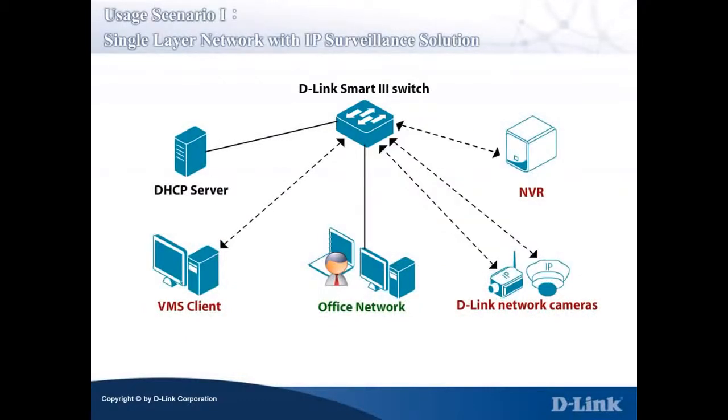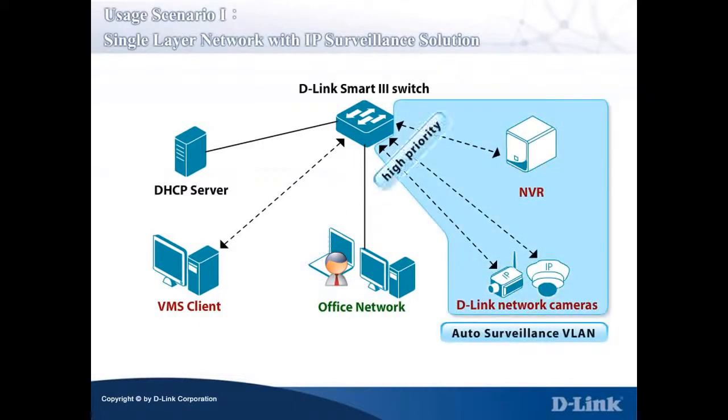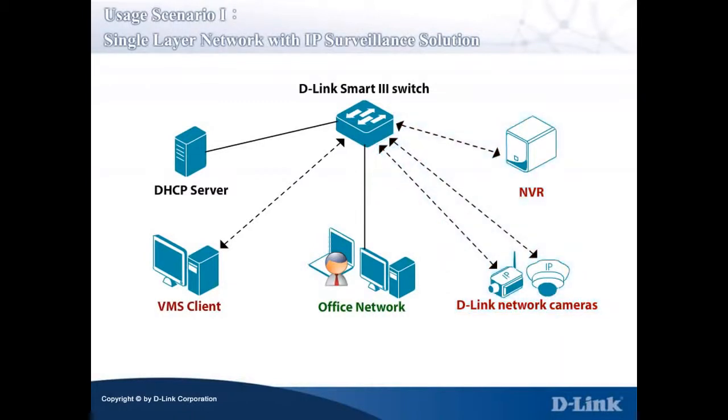NVR and D-Link network cameras are added to auto surveillance VLAN with high priority. No configuration is required. You only need to enable the auto surveillance VLAN feature. By default, the auto surveillance VLAN feature is disabled. To enable the feature, first log in to the Smart 3 switch.